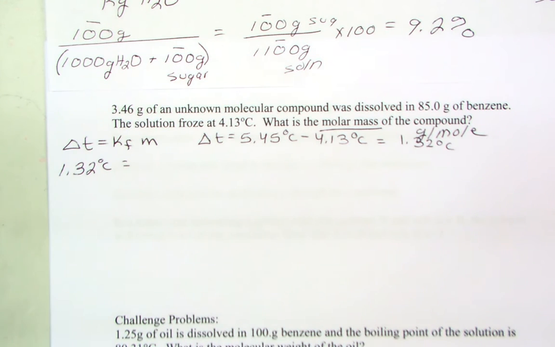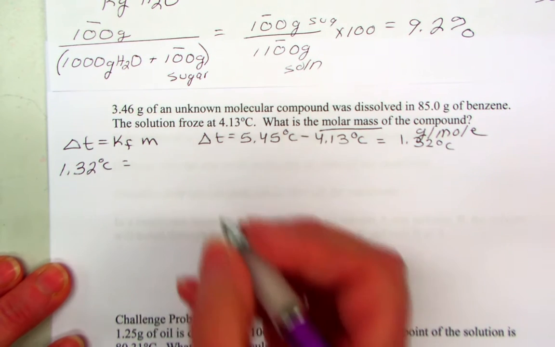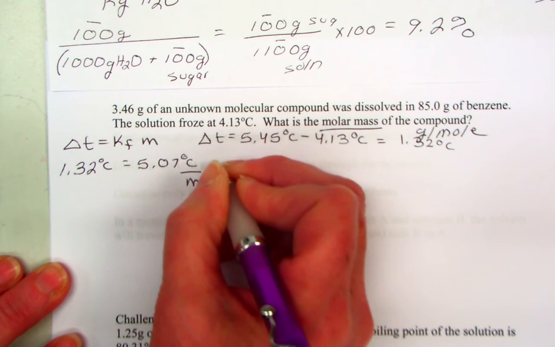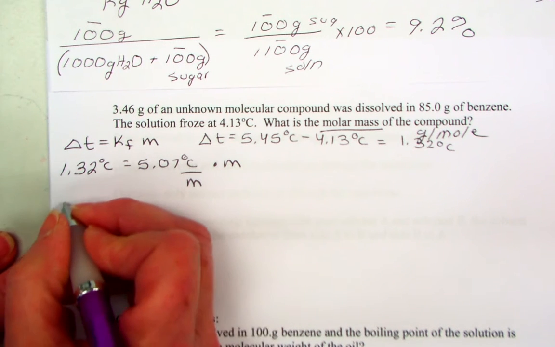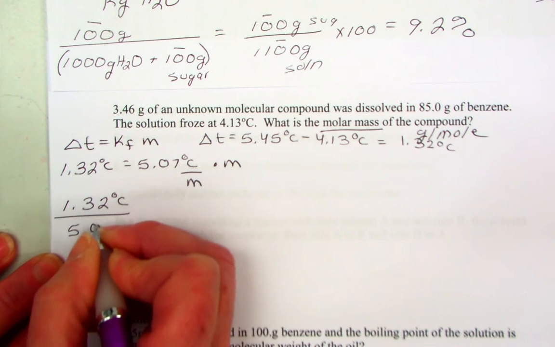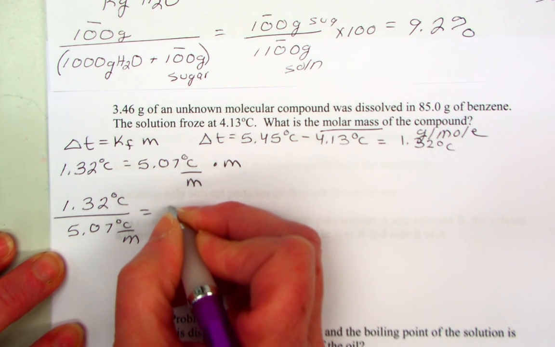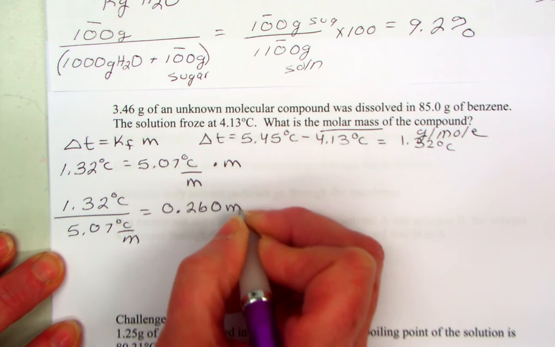That's equal to the K sub F for benzene. Remember, it's for the solvent, not the solute. And K sub F for benzene from my chart is 5.07 degrees C per molal times the molality. Well, I know the delta T, I know the K sub F, I can find the molality. So 1.32 degrees C divided by 5.07 degrees C per molal is equal to the molality, and it is 0.260 molal.